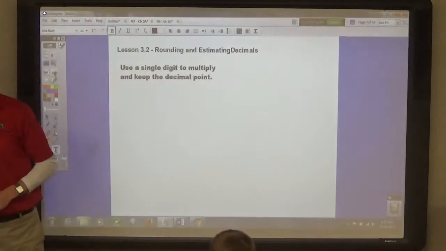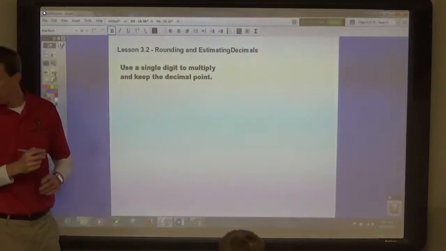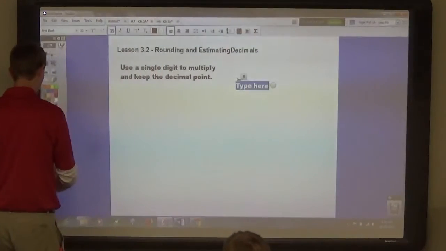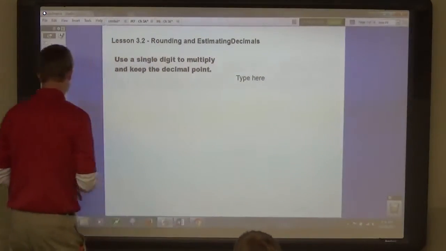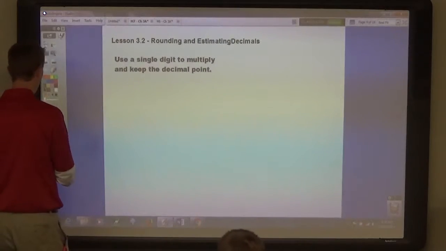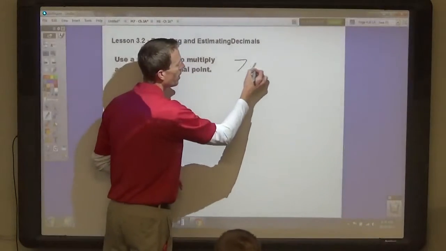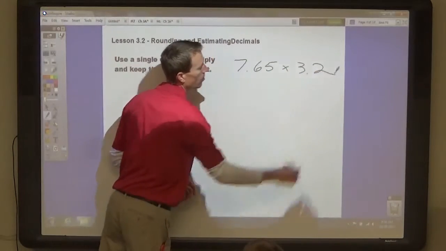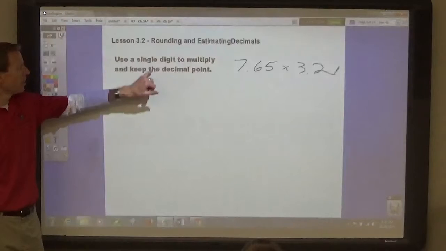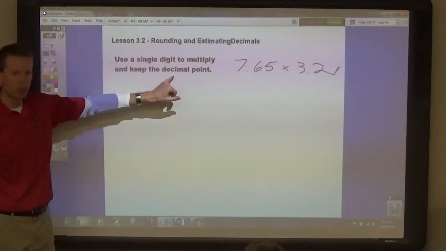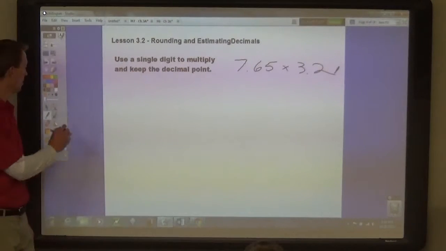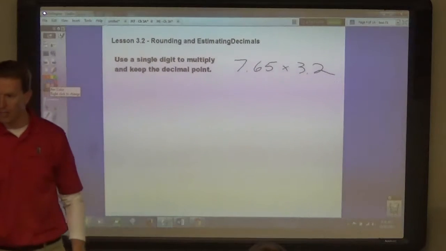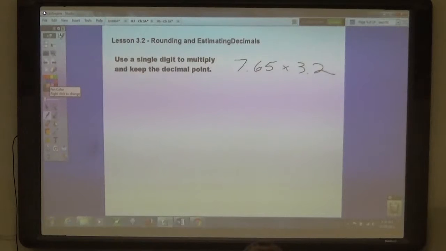For example, 7.65 times 3.2. Okay? What you want to do here is use a single digit to multiply. Use a single digit to multiply. So round these. Take notes.